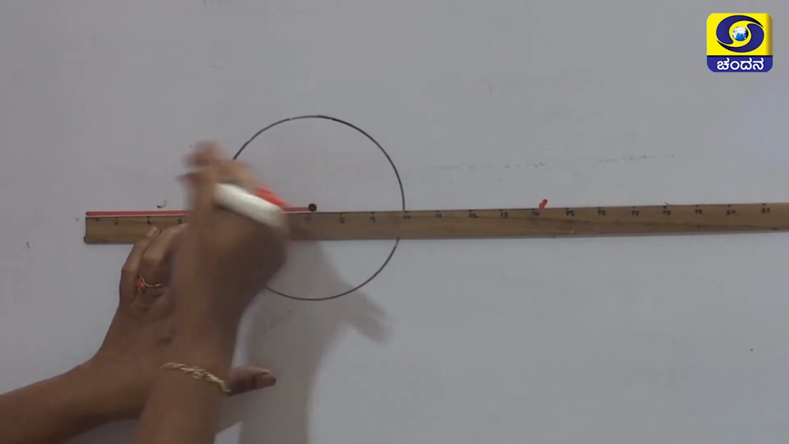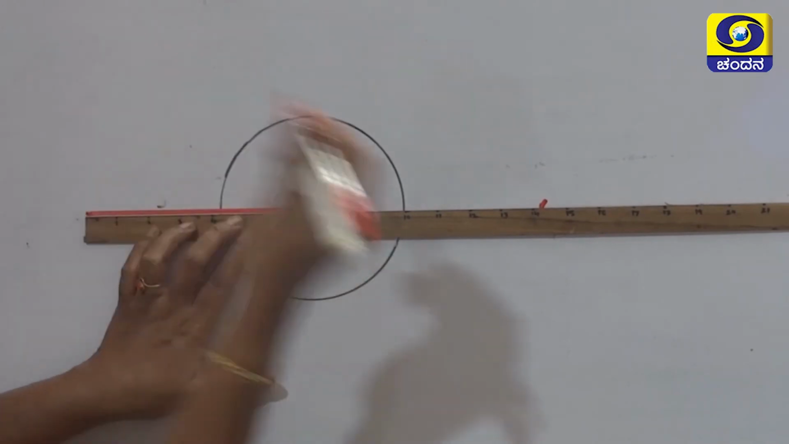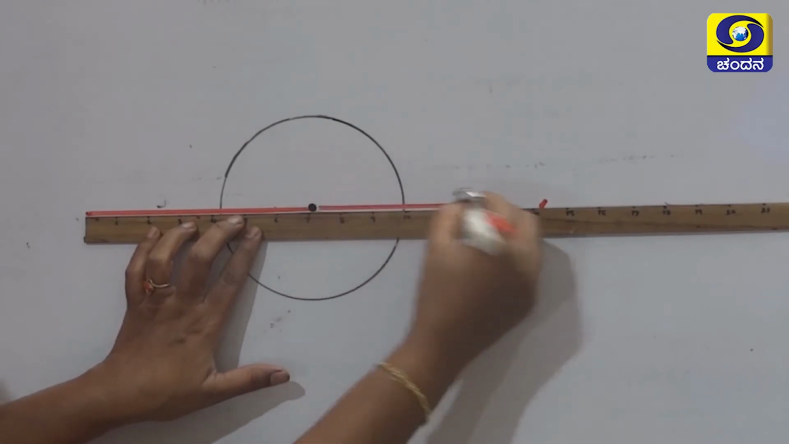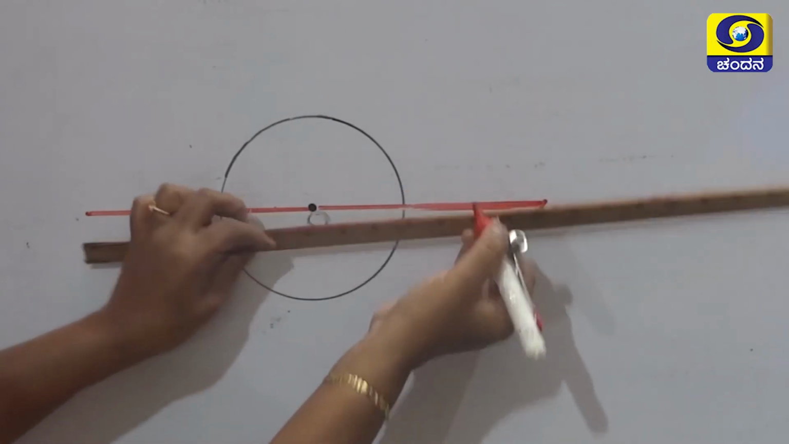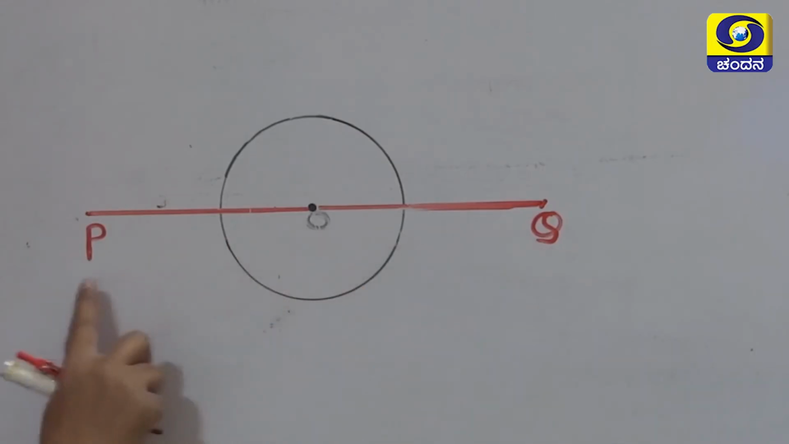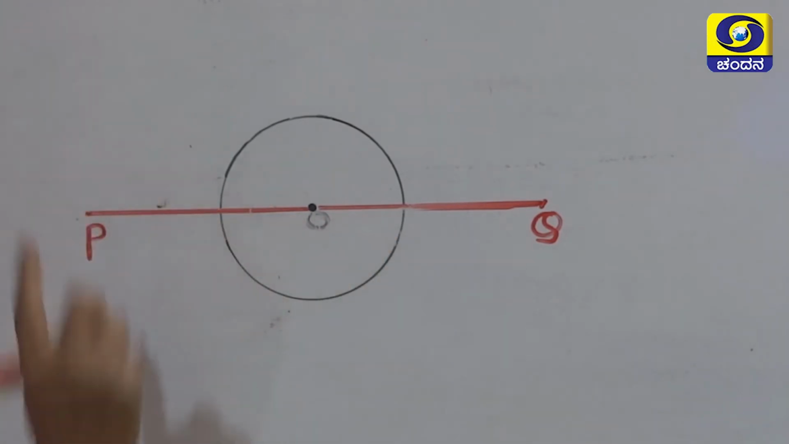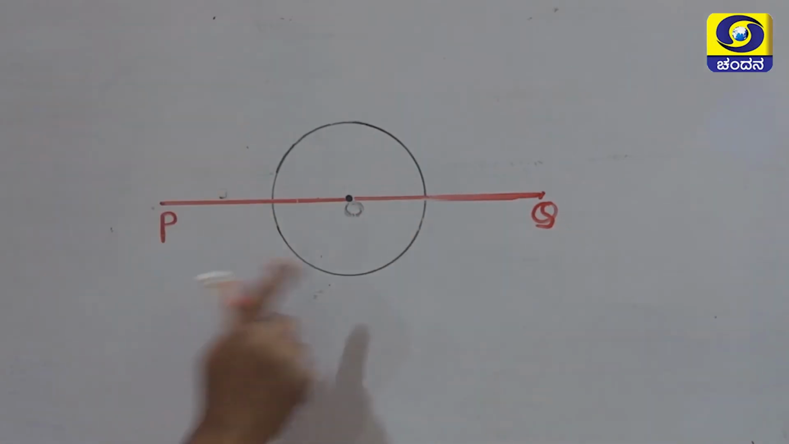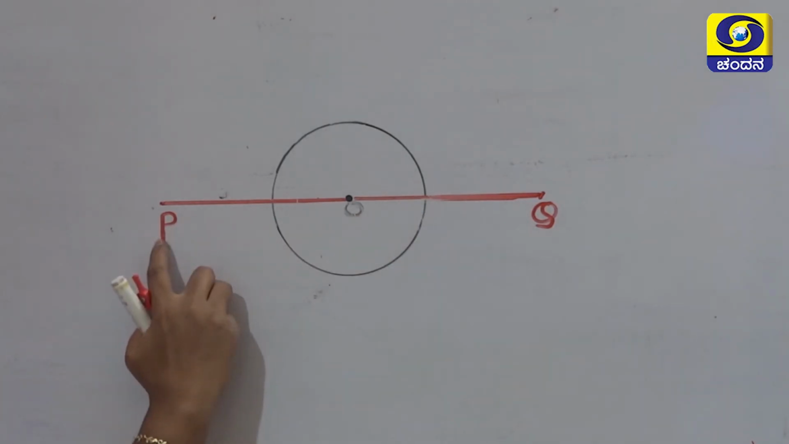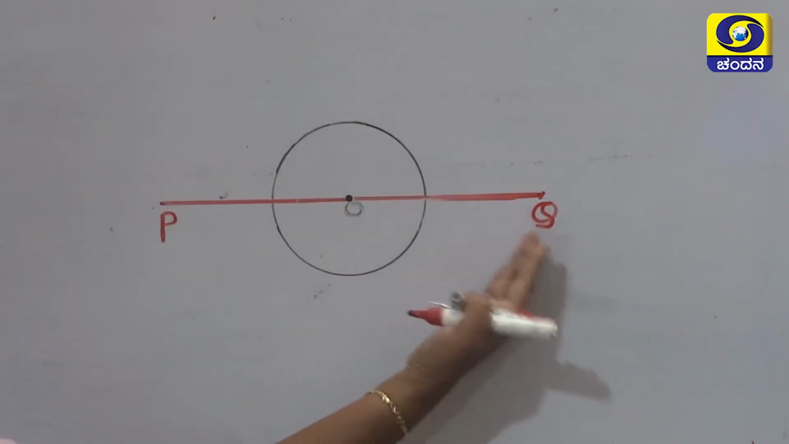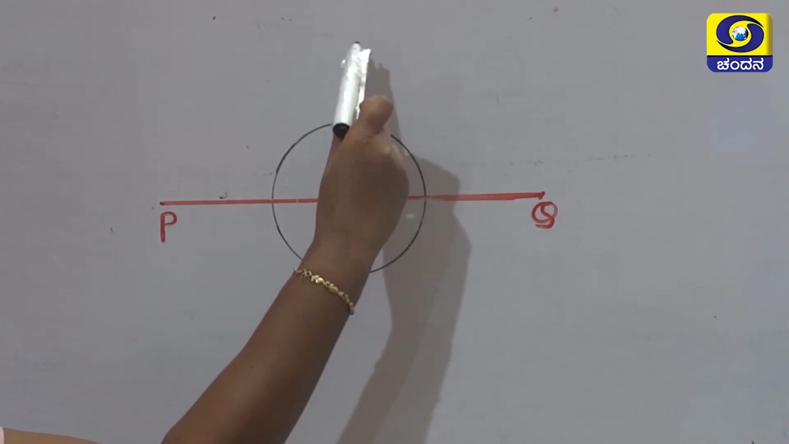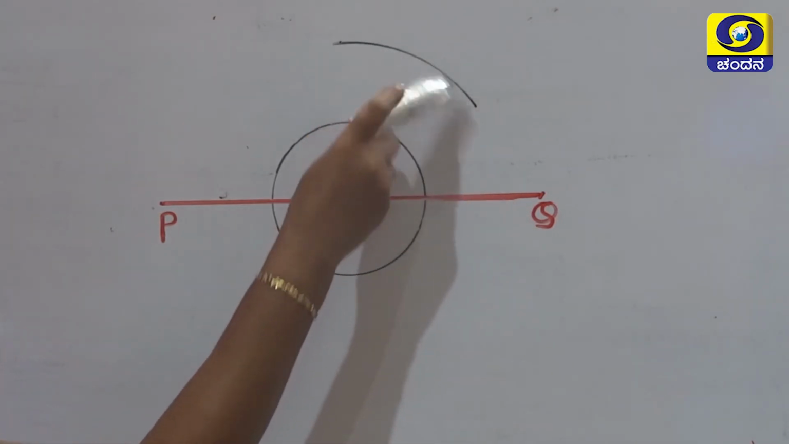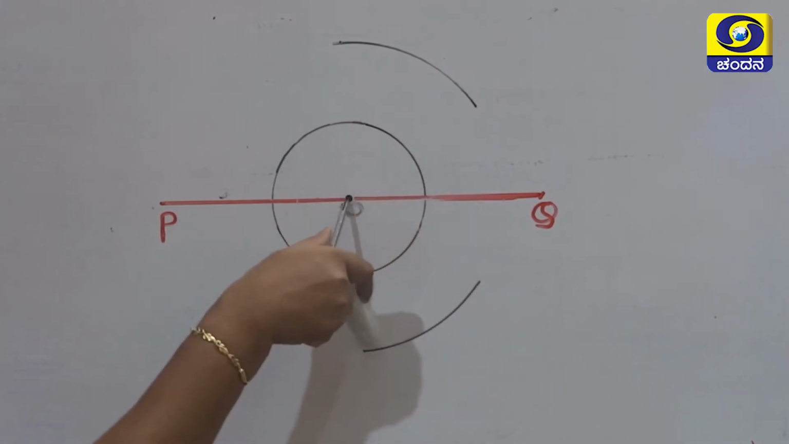Now we will make the line segment between the point at 7 centimeter and the center. These 2 points are our points away from the center. Now our work is to draw 2 tangents from point P to the circle and from point Q to the circle. We have to find the midpoint. To find the midpoint, take 3/4 of the length from the center to point Q. Make 2 arcs on both sides of the line segment.